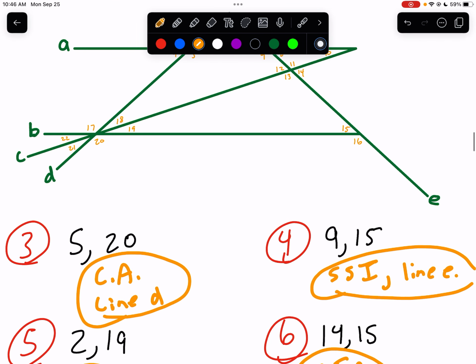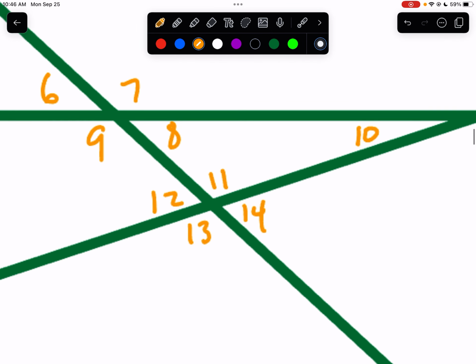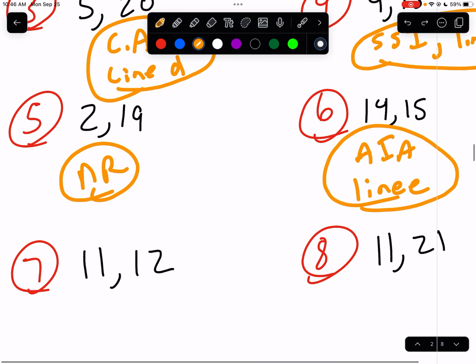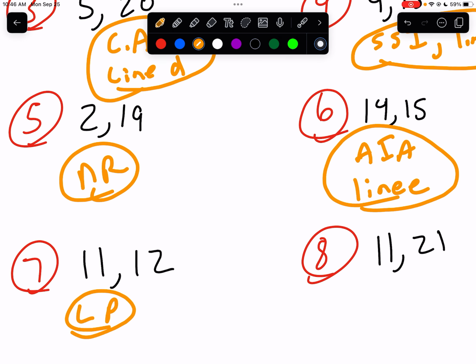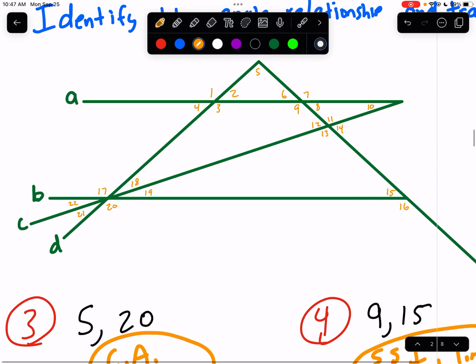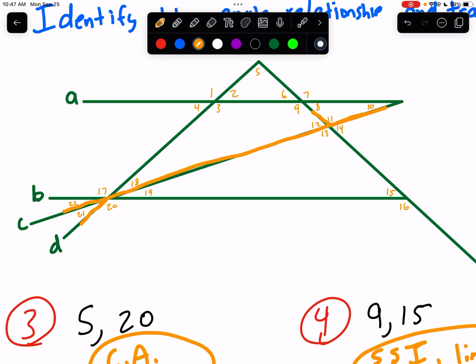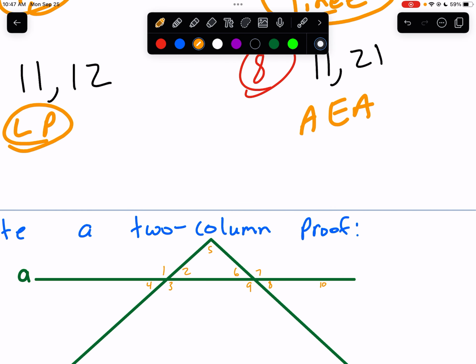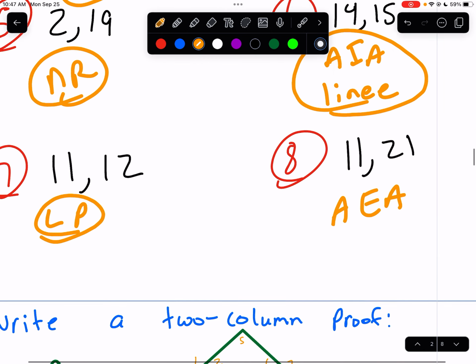11 and 12. Well, those are just side by side. That's just a linear pair. They're right next to each other, side by side, linear pair. And that would be no transversal as well because they're on the same intersection. And then 11 and 21. So here's angle 11, here's angle 21. They do share a line. They are on opposite sides. They're on the outside. Those are going to be alternate exterior angles. And they have line C in common.